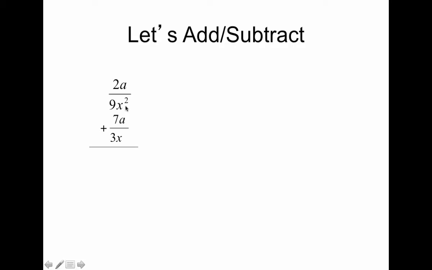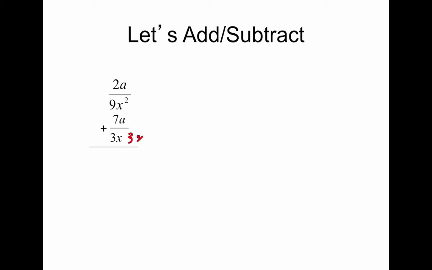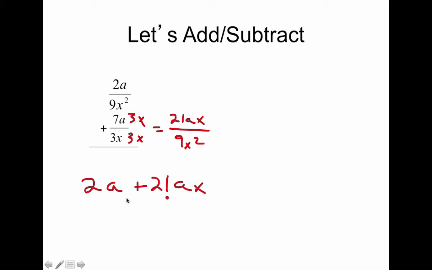Adding and subtracting, again, what we're going to do here is get the common denominator. I think this one's pretty easy to see: the common denominator is going to be 9x squared. So this one's going to need a 3x and a 3x. So I'm going to get 21ax over 9x squared. Then I'm going to add them together: 2a plus 21ax, all over 9x squared. That would be it. That's all we have to do.